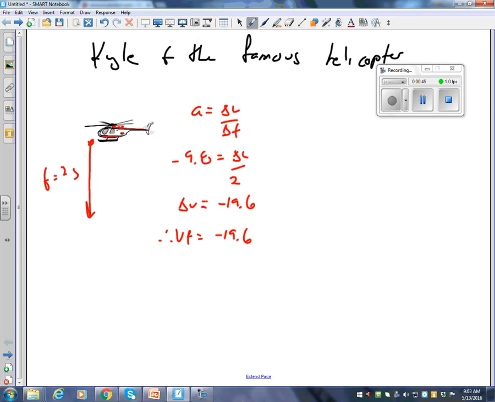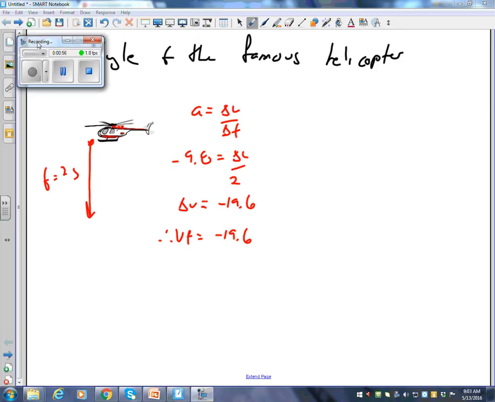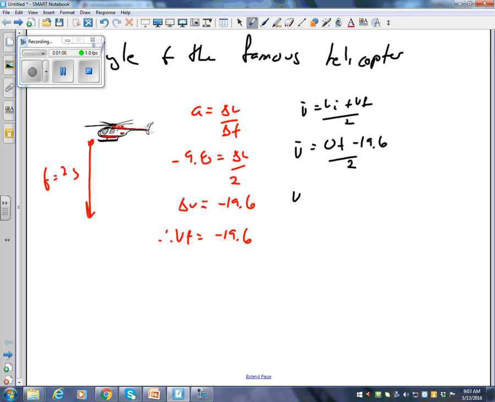And I'm really hoping that you can all do that pretty straightforward, no problem. And I'm actually kind of hoping you can do the rest too, fairly without too much difficulty, right? V bar equals VI plus VF over 2, 0 plus minus 19.6 over 2, conveniently works out to minus 9.8. And then we're going to multiply by 2 again. Seems like a lot of going forward and backwards, doesn't it?